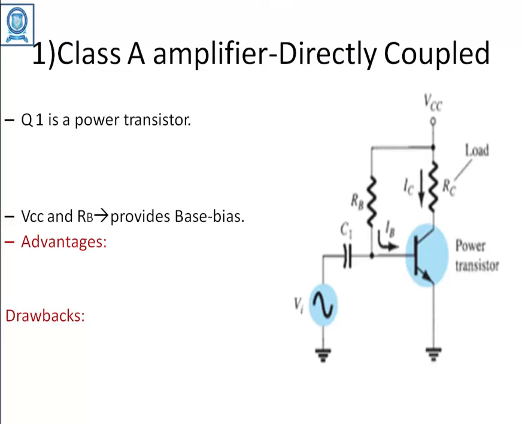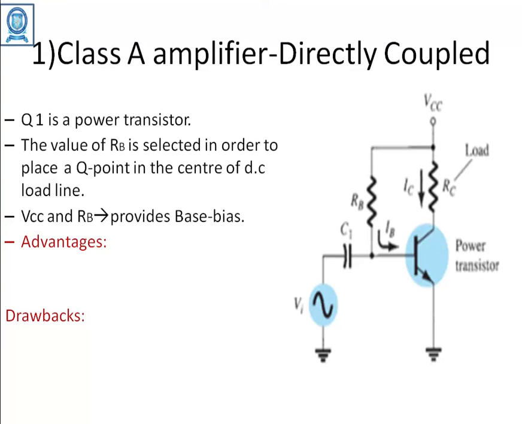Series feed directly coupled Class A amplifier: a simple fixed bias circuit can be used as a large signal Class A amplifier. The difference from the small signal version of the circuit is that the signals handled by the large signal circuit are of the order of a few volts. Similarly, the transistor used is a power transistor.